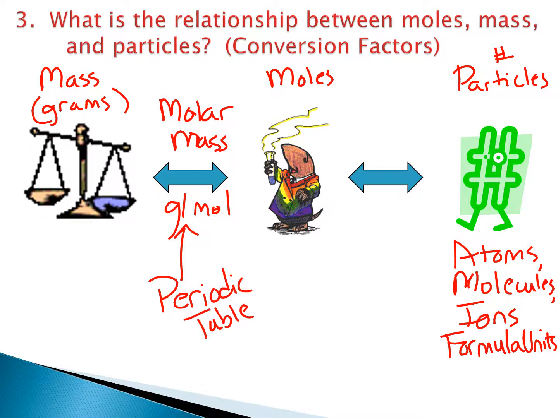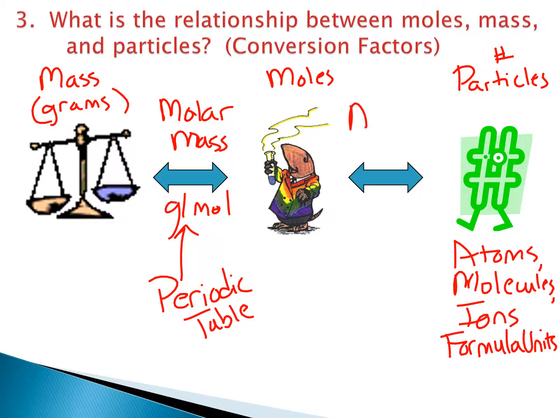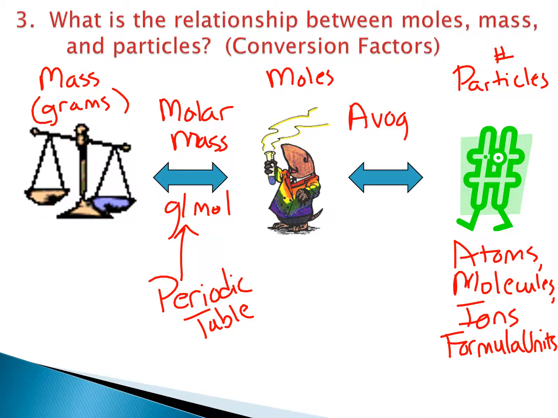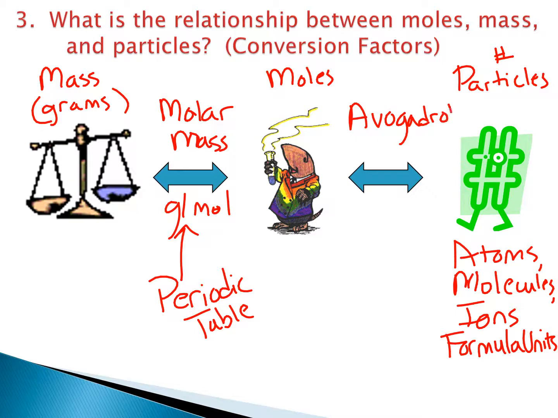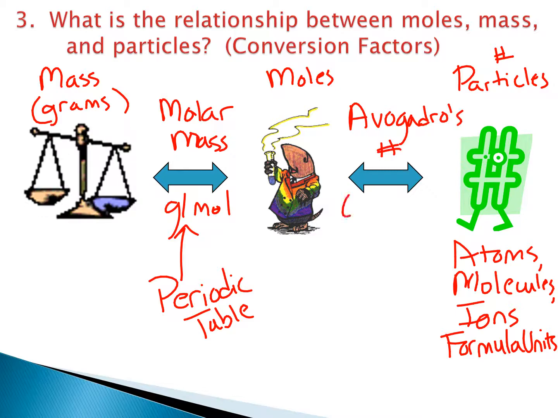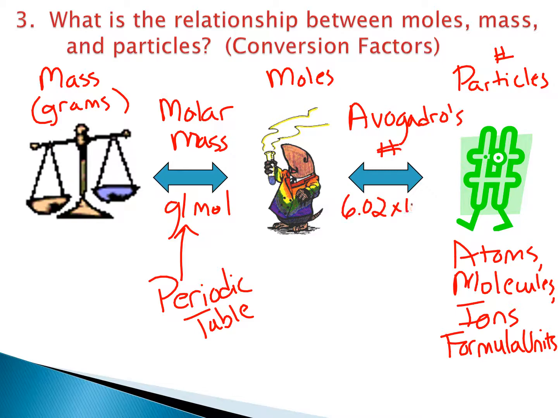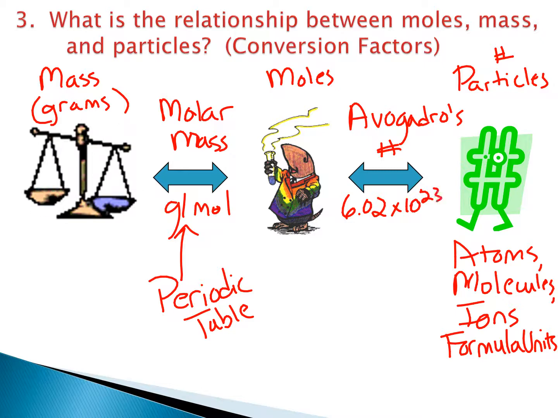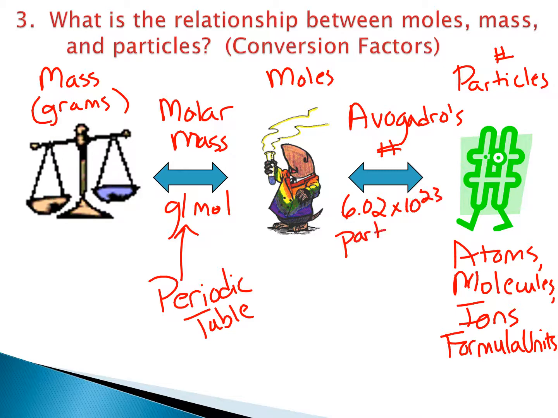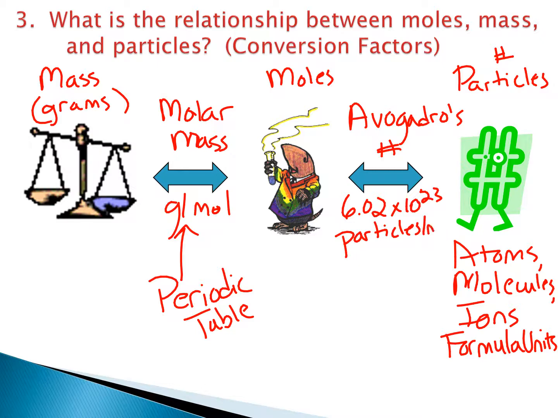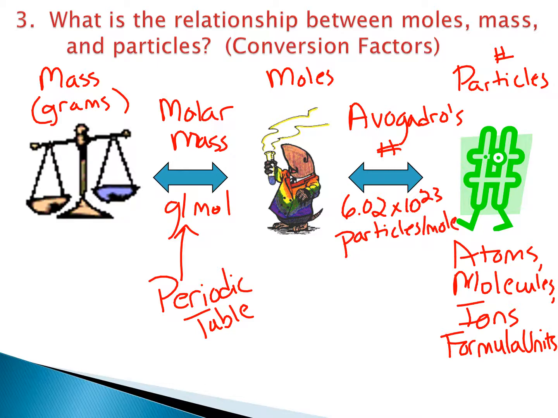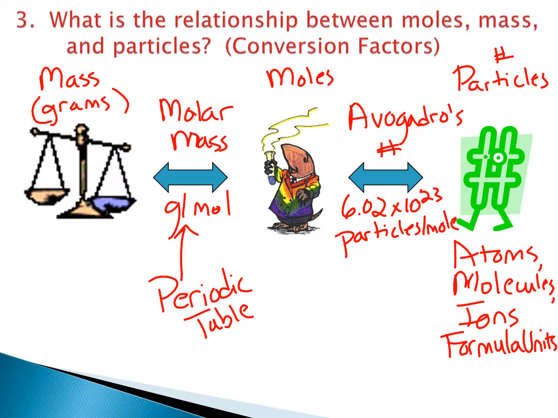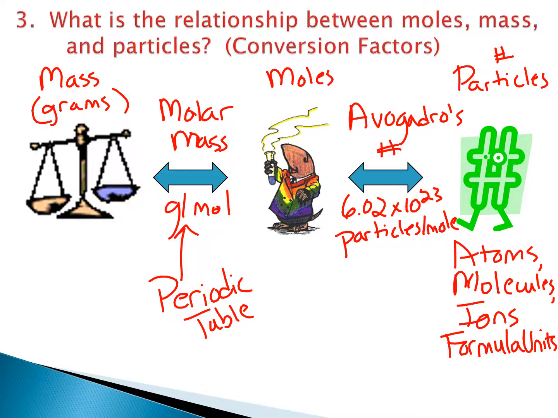Okay? If we want to convert from moles to particles, this is where we're going to use that number that we talked about. It's called Avogadro's number because he's the guy who came up with it. And it's 6.02 times 10 to the 23rd particles per mole.